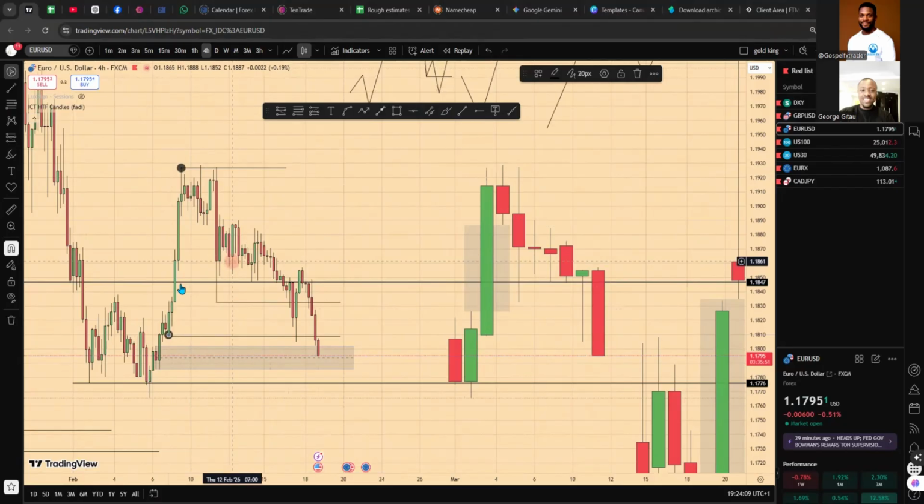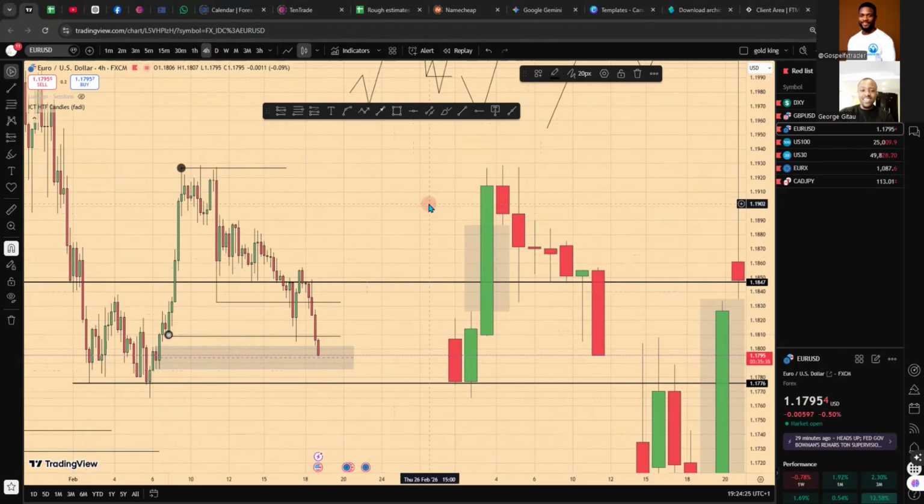So basically, 4 hour is telling us that this is a range high and this is a range low. And what do we have on the higher time frame? It's a single candle. It's just a single candle. Then price took the candle's high the next day and then comes back to take the candle's low on the 7th day. Now, what am I trying to explain here?